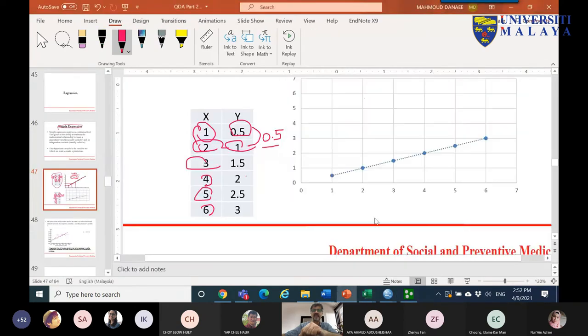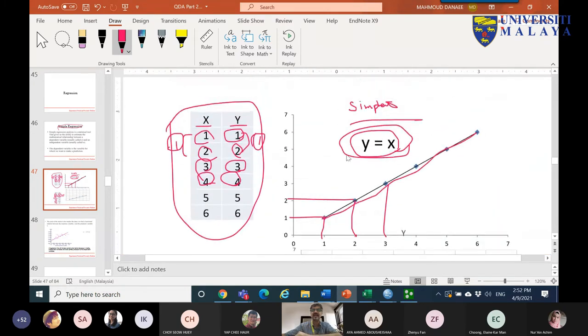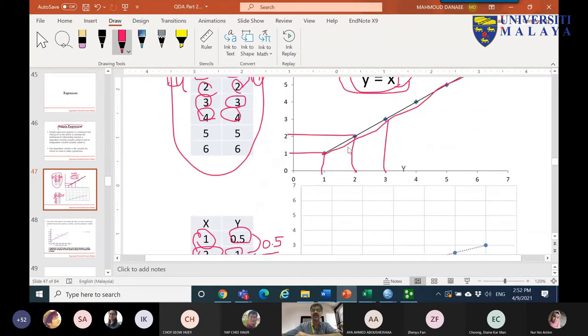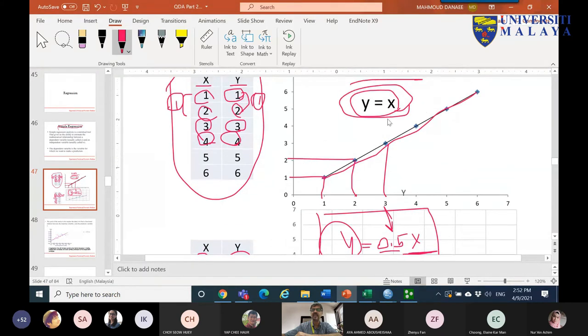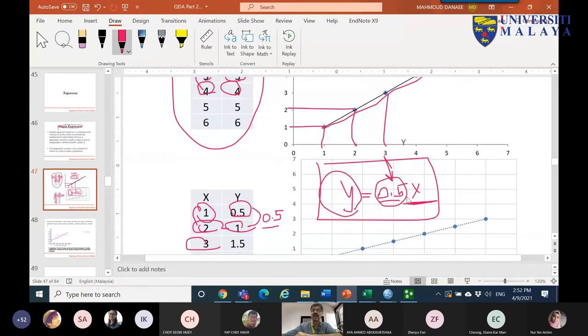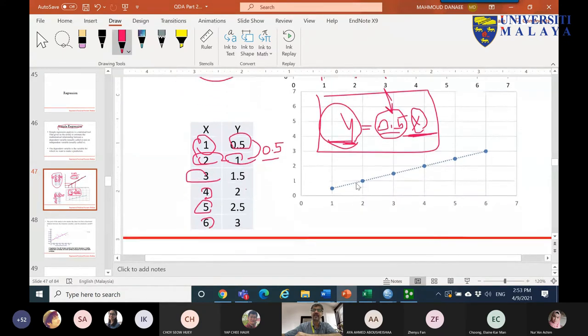So in our slides we can say that this is y equals 1x, and here we can say y equals 0.5x. It means by increasing one unit in x, y will be changed by half, correct? So this b is called the regression coefficient, and it shows how much change in y, the dependent variable or output, depends on the input or independent variable. Clear?